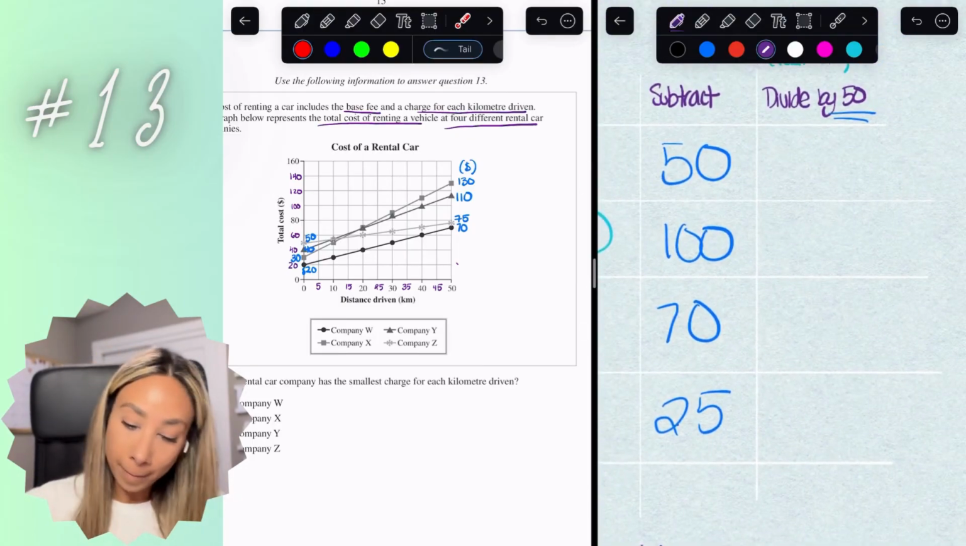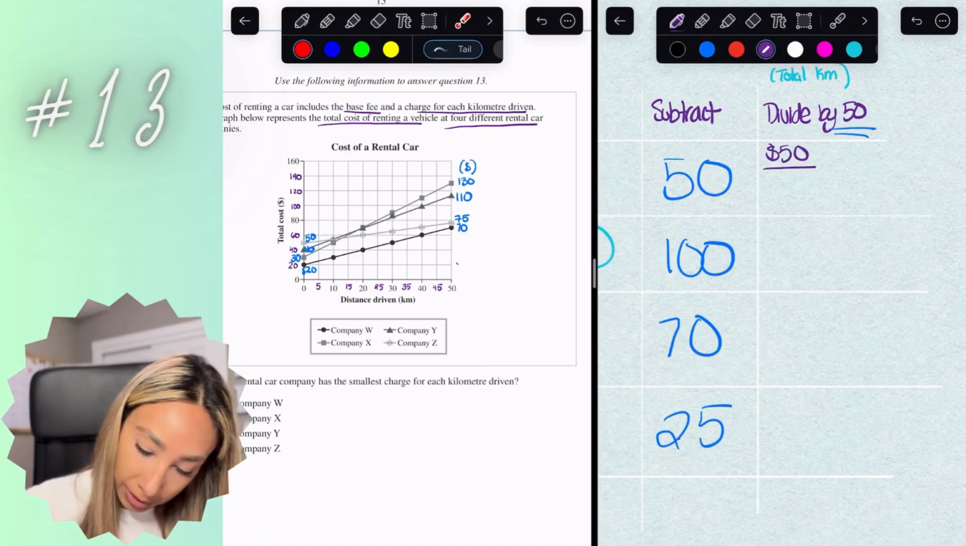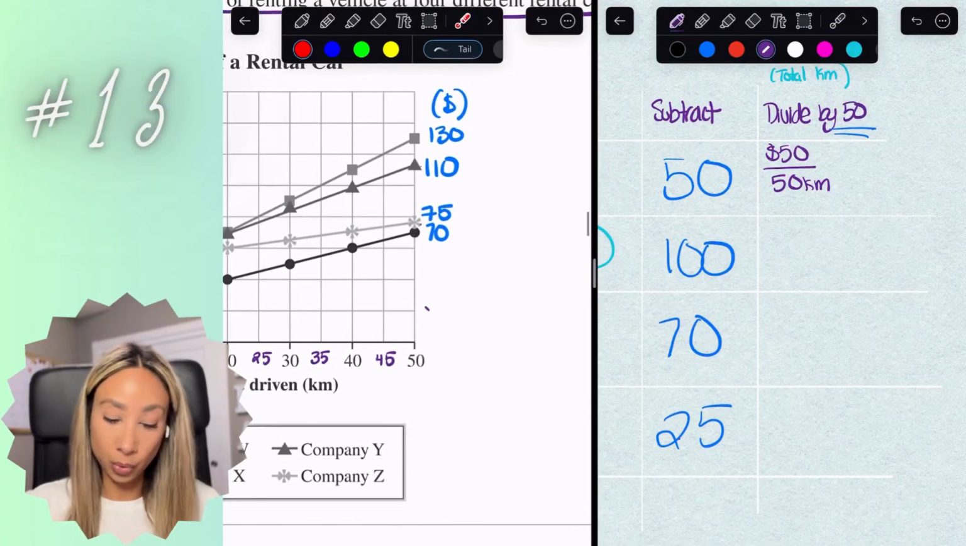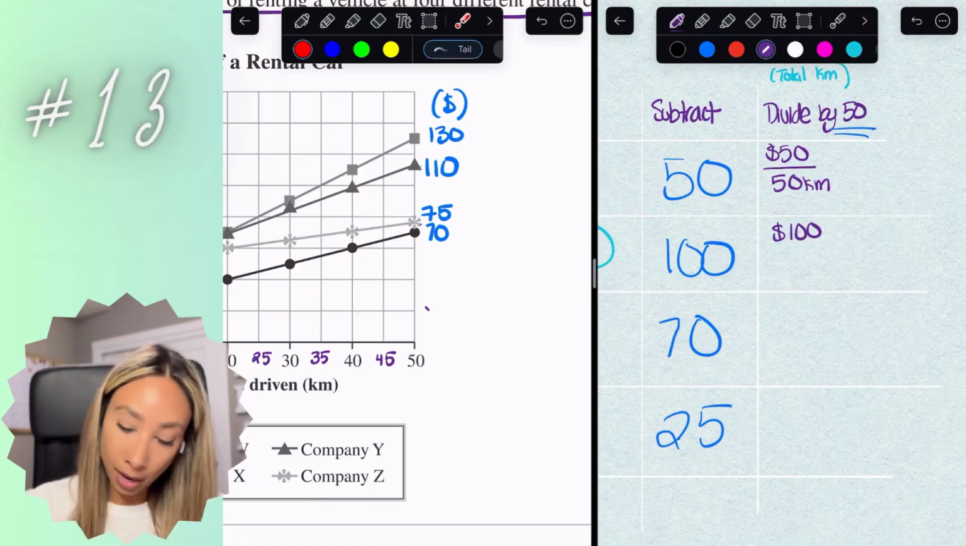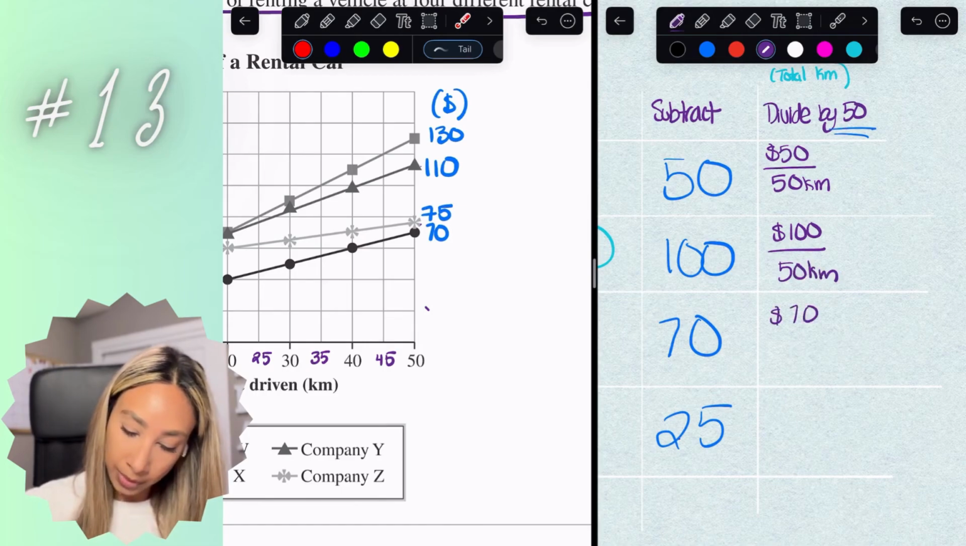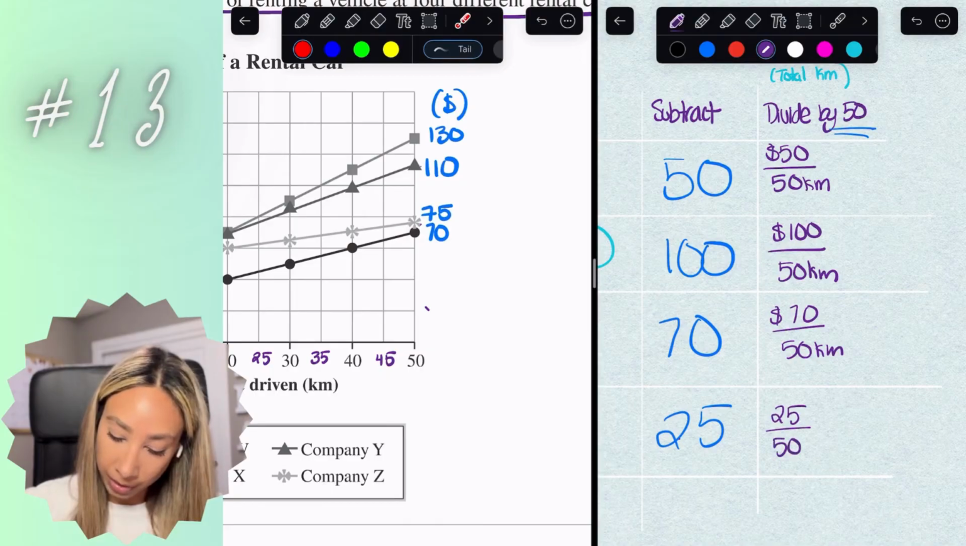So I'm going to zoom in on this as well so we can see what we're doing here. We're going to go $50 over 50 kilometers. And again, that 50 kilometers is just coming from the graph because that's how we got our total cost right here when we zoom in at that 50. This one here is going to be $100 per 50 kilometers. This one's going to be $70 over 50 kilometers. And our last one is going to be $25 over 50 kilometers.